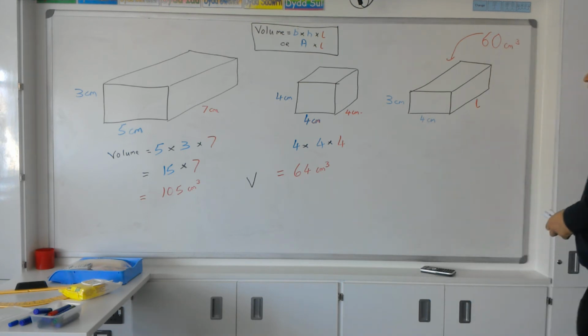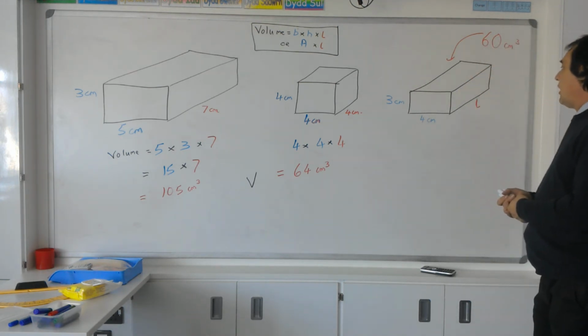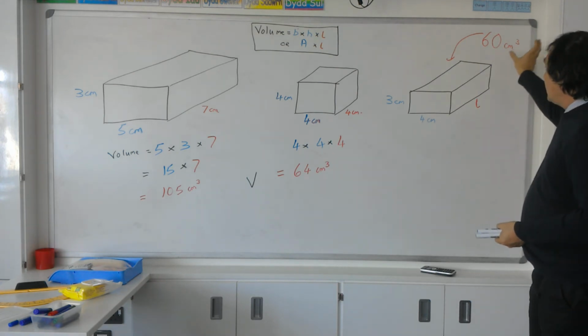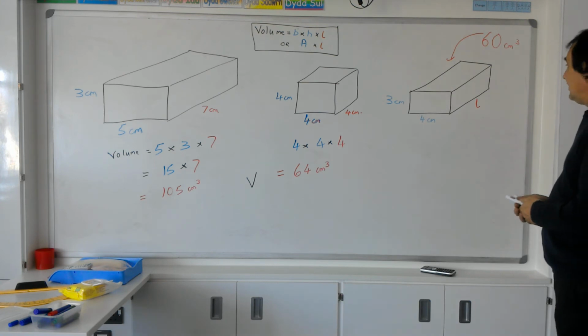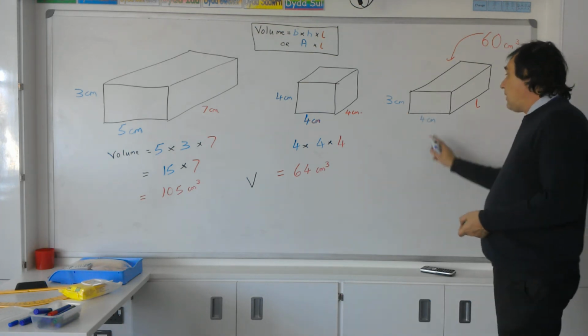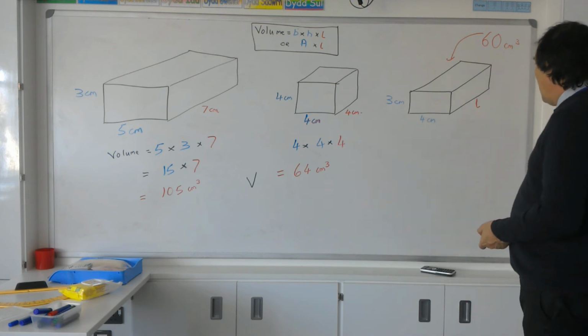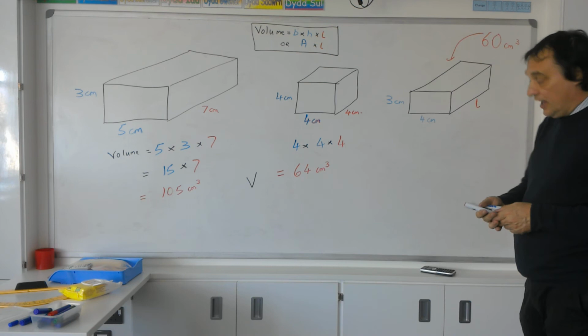Finally, when you're dealing with cuboids, you might sometimes be asked a reverse problem. You might be given the volume. So if I've got the volume here, I'm told it's 60 centimetres cubed. I've been given my base and my height, but oh no, I haven't been given the length. I've just been given this letter L, the length.